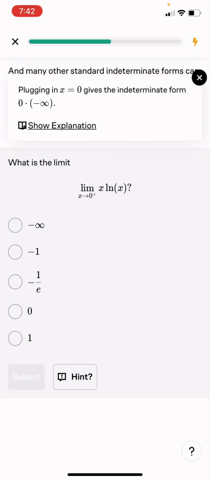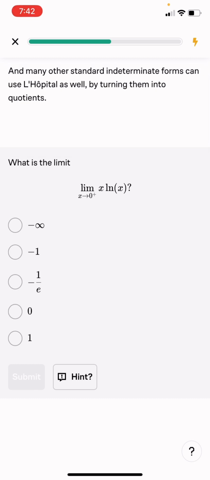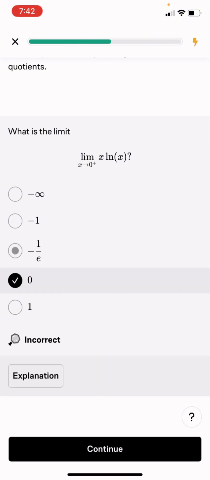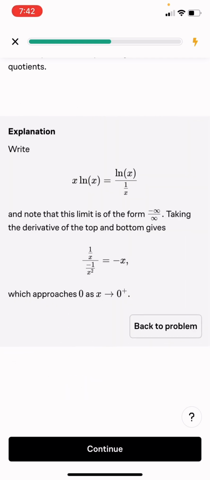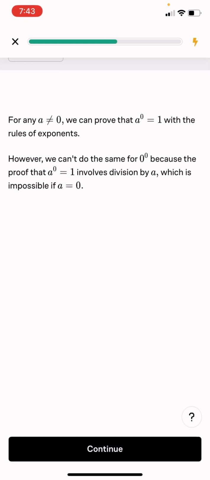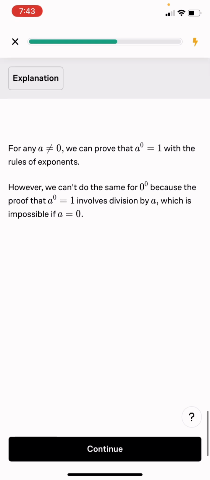Equals 0 times negative infinity. What is the limit? I think it would be 0. Okay. Now the limit of the form negative infinity over infinity, taking the derivative... Okay, I understand now. It's not that bad, I guess. I just didn't remember the rule so I could solve all this.